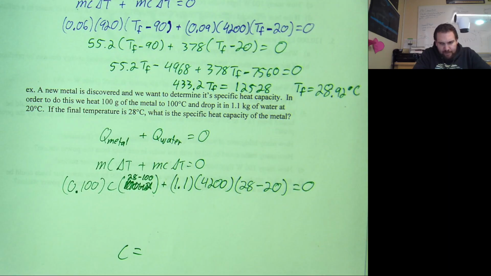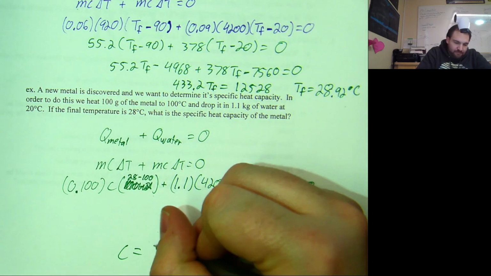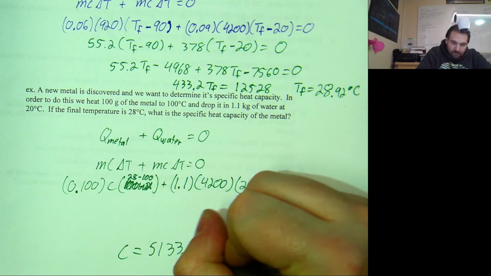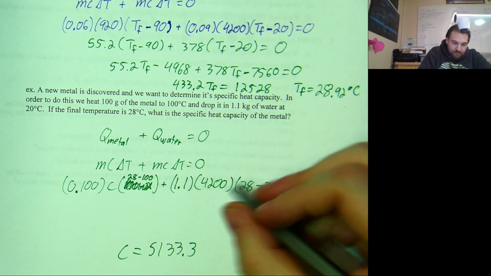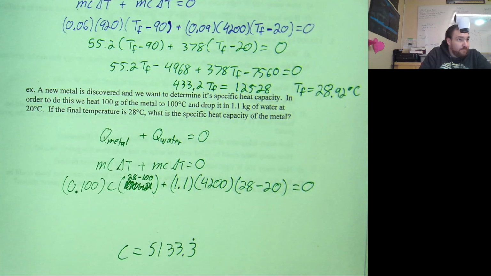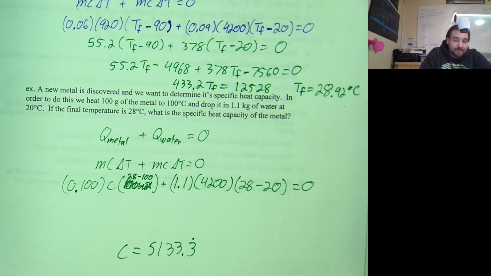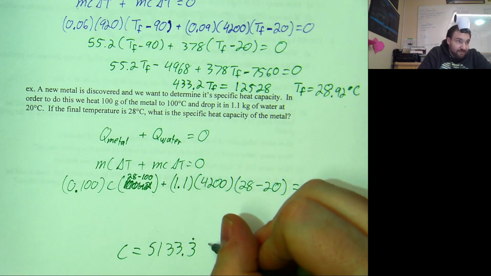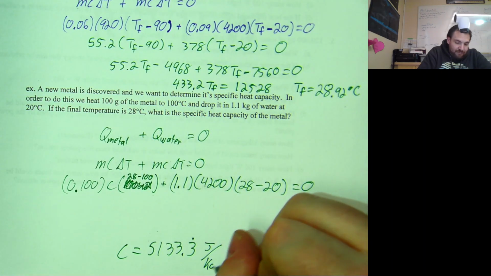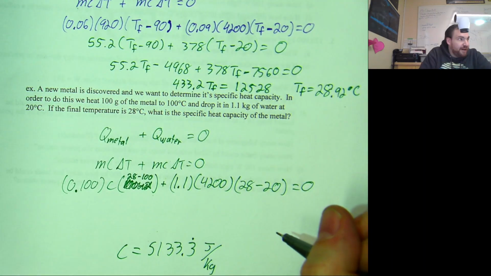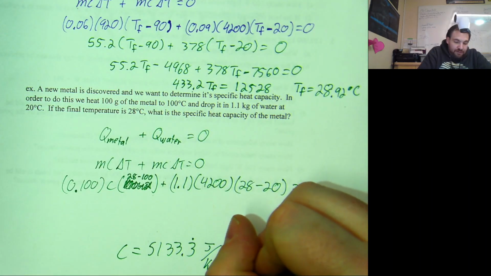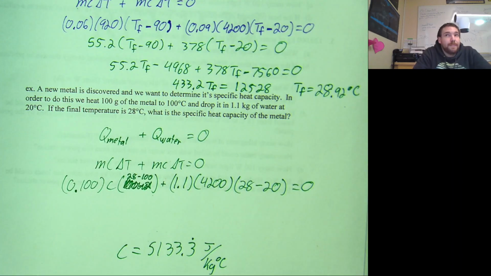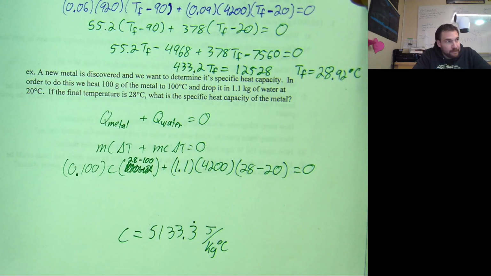Okay, what'd you get? 5,133.3 repeater. That's all right. Units? What he said. Joules per kilogram per degree Celsius. That's what I got. Does anyone want to see the algebra, or are we good?